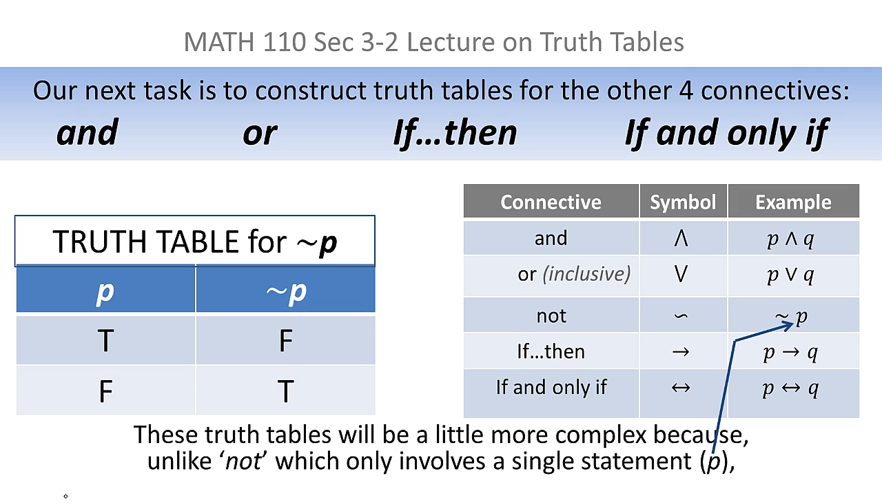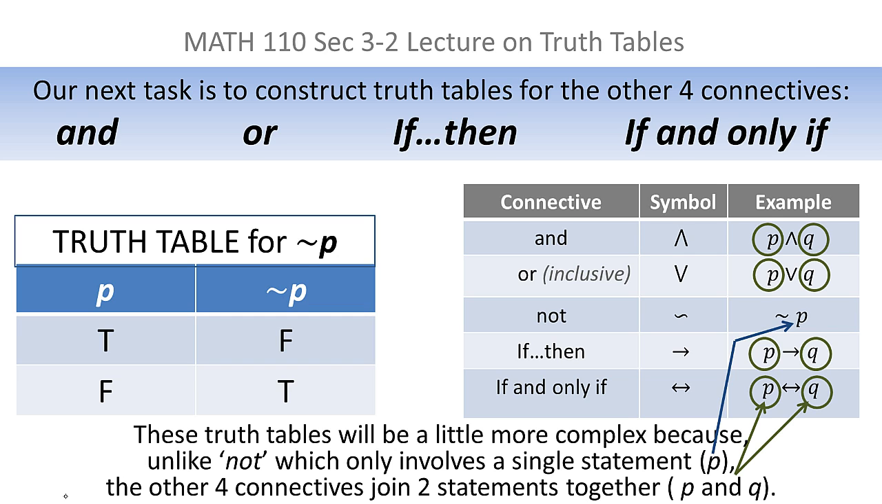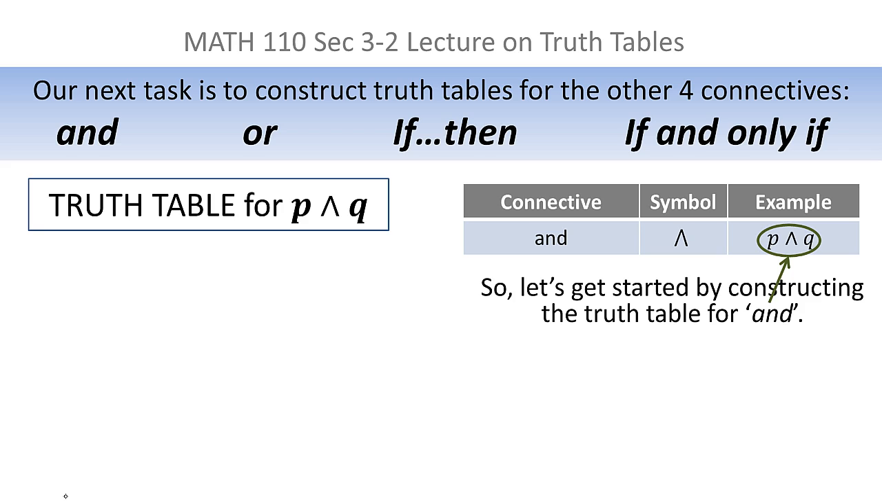I will say this, that the truth table for the negation of P is going to be the simplest of our truth tables because it only has one statement in it. It only has the P. The other four, and, or, if then, if and only if, have both P's and Q's. They have two statements. So obviously the truth table for the other four connectives will be somewhat more complicated. So keep that in mind as we move forward. I'd like to start off with the truth table for P and Q.